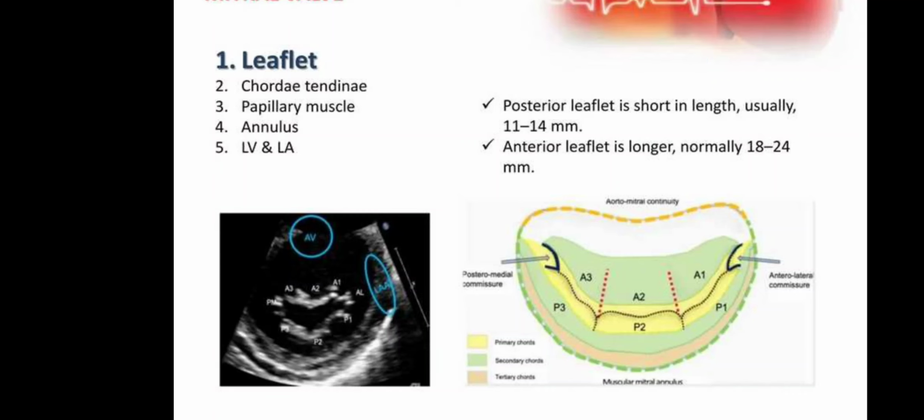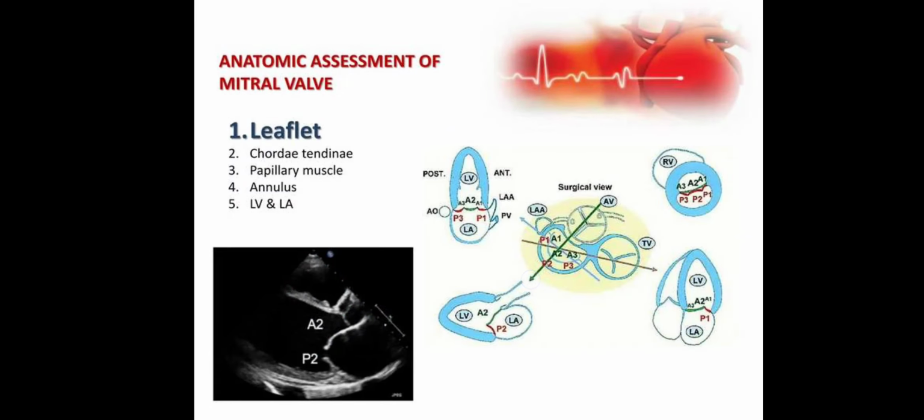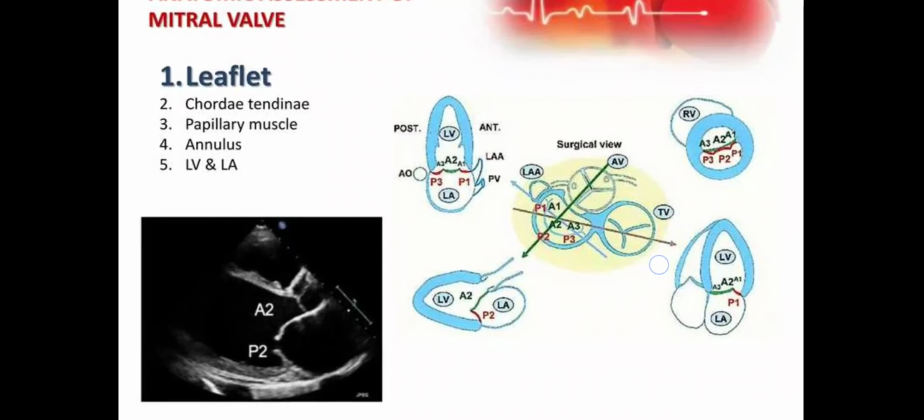P1 is lateral, P2 is central and P3 is the medial leaflet. Next, in each view we can assess the mitral leaflet. This is the parasternal long axis view, where we can assess the A2 and P2. That is both the central anterior mitral leaflet A2 and P2 in the parasternal long axis view.